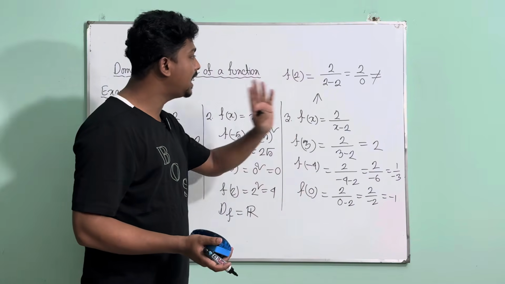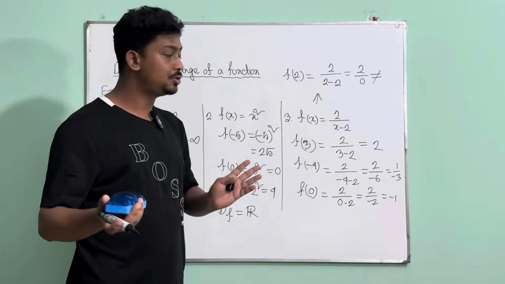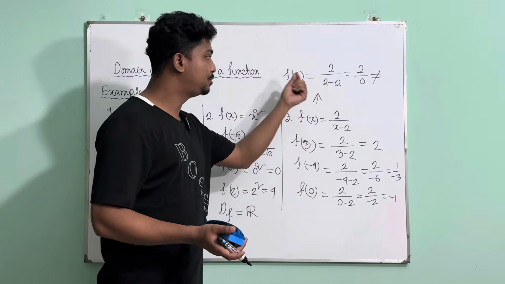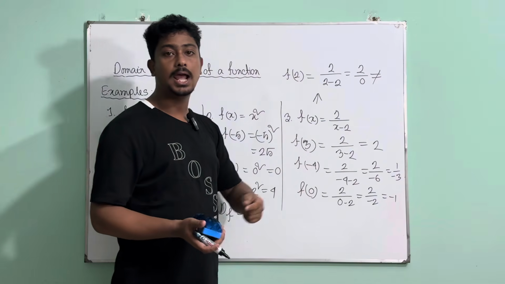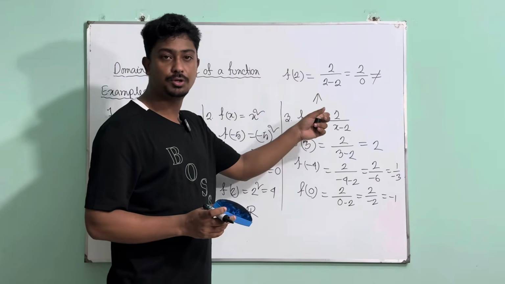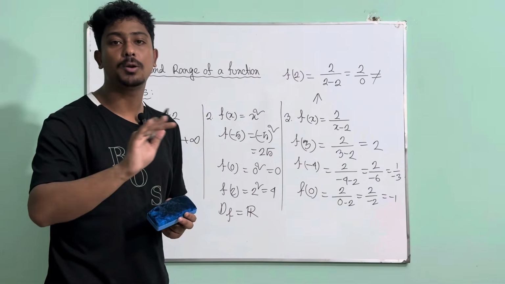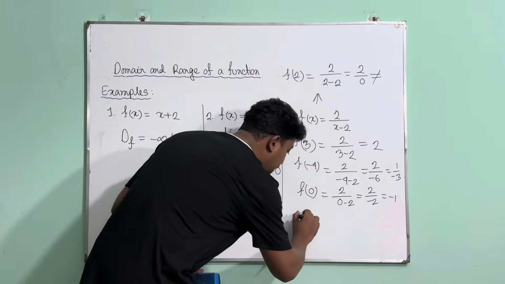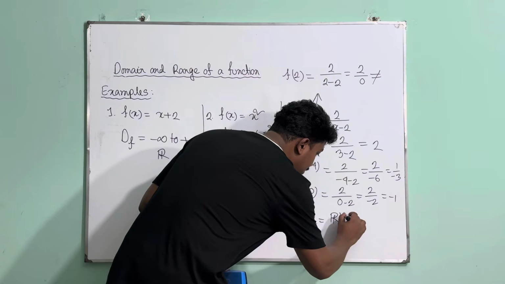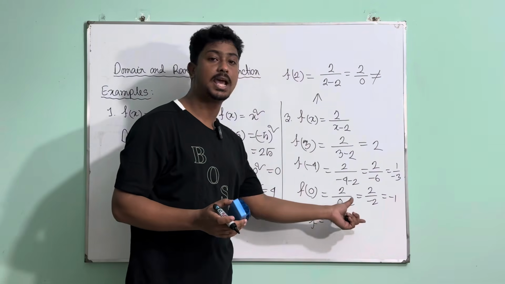We can put any real number in there. We are going to get all the logical outputs, but not 2. If we put 2, the denominator becomes 0, and any number divided by 0 is undefined. So we cannot put 2 as the input of this function. So 2 is not part of the domain. In this case, we write domain of f equals all real numbers except 2. We can put any real number except 2.